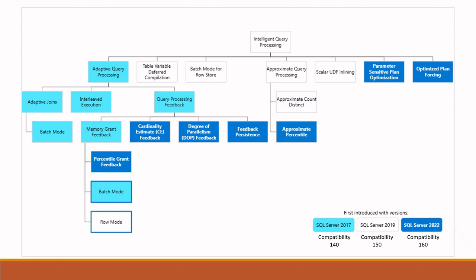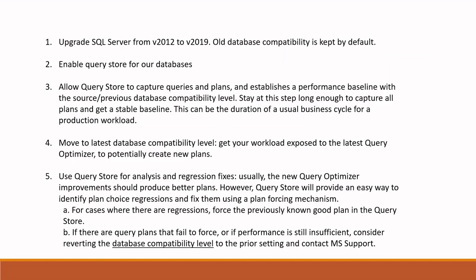Let's get started. Okay, what steps shall we follow? First, we upgrade SQL Server from an old version, imagine 2012, to 2019, okay? This is a SQL Server instance upgrade, and this upgrade does not automatically change database compatibility. Database compatibility is kept at the old compatibility by default.